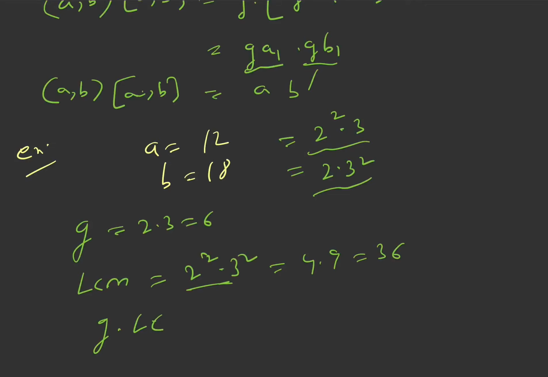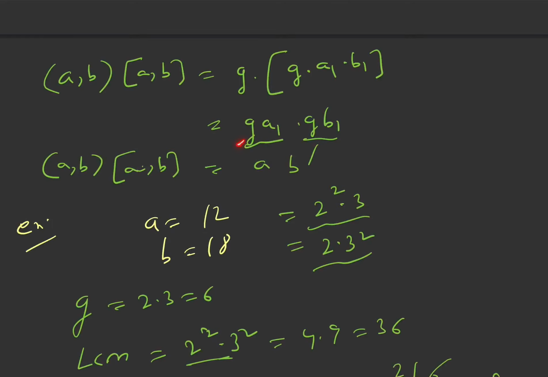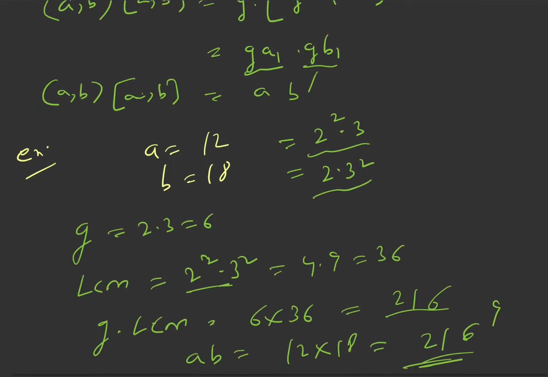Now you can see that GCD into LCM is 6 into 36, right? So this is nothing but 6 6s are 36, 216, and A into B, that is 12 into 18, which is again 12 8s are 96, 12 1s are 12, and 9 21. So again 216, fine. Because LCM is nothing but G into A1 into B1, that's why this is true, that GCD into LCM is A into B. Next property is that LCM of MA and MB is nothing but M times LCM of A and B.